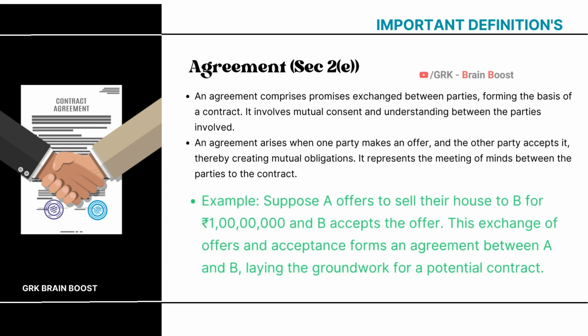Suppose A offers to sell their house to B for 1 crore rupees and B accepts the offer. This exchange of offer and acceptance forms an agreement between A and B, laying the groundwork for a potential contract.